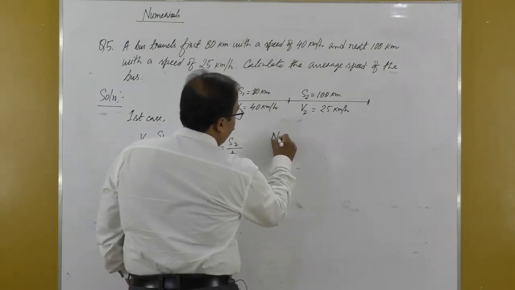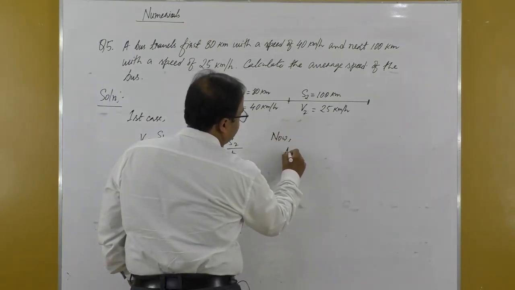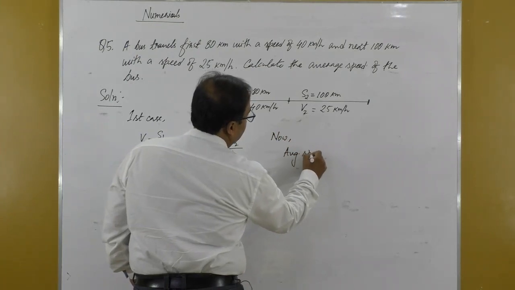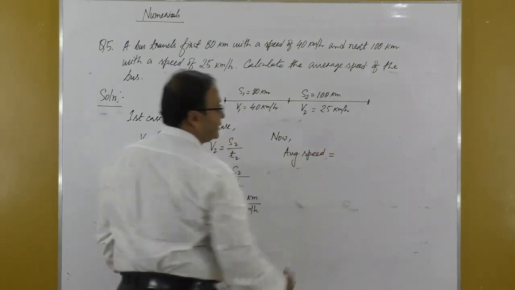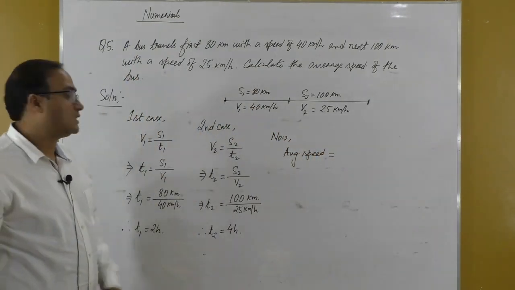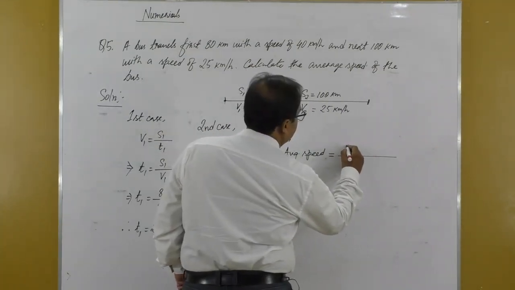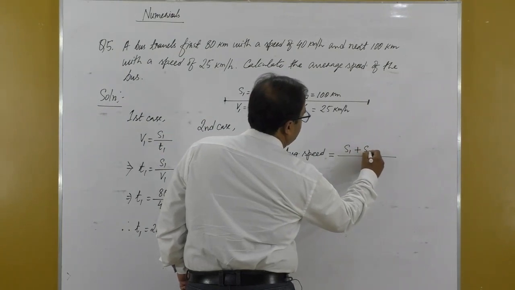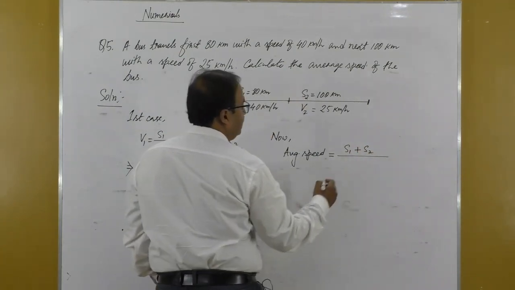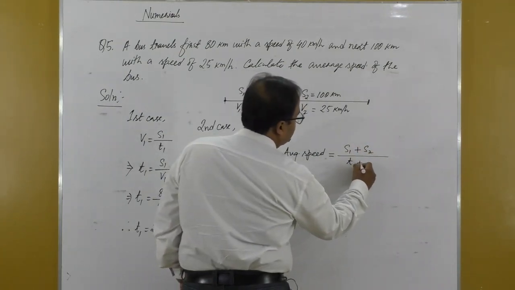Now the formula for average speed. What is the formula for average speed? Total distance covered by total time taken. Total distance covered is S1 plus S2. Total time taken is T1 plus T2.